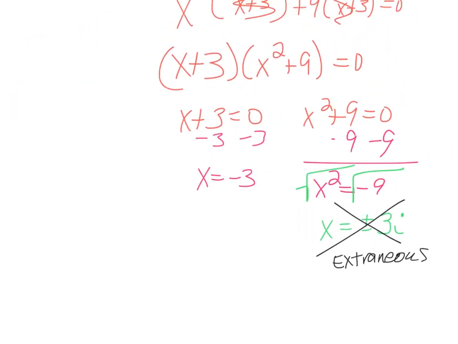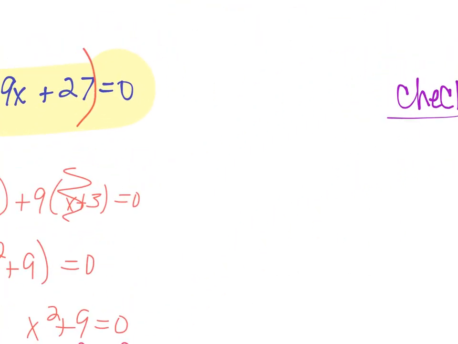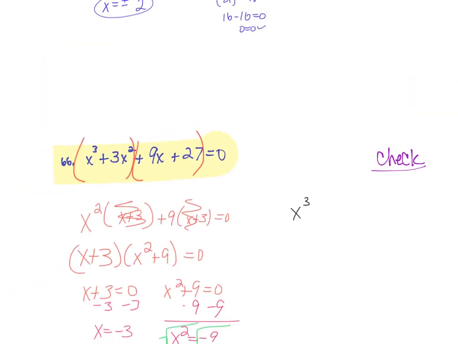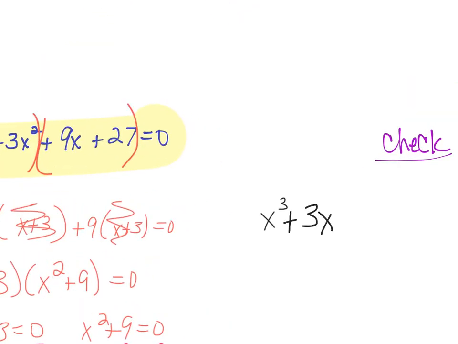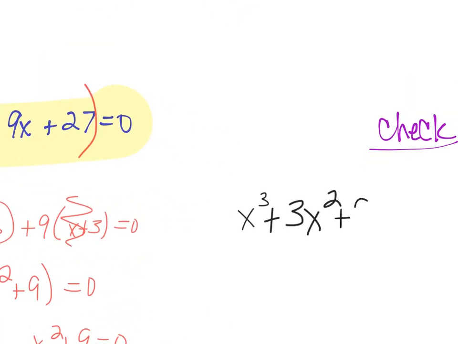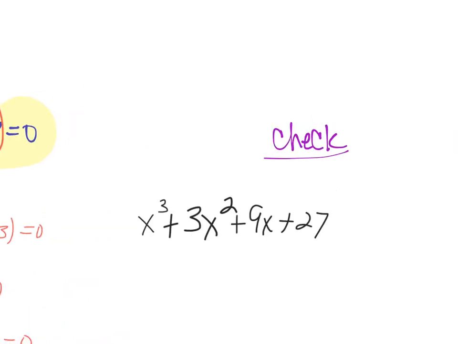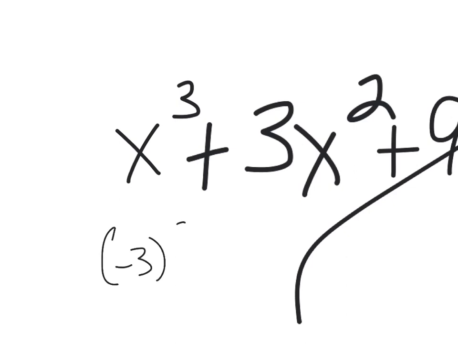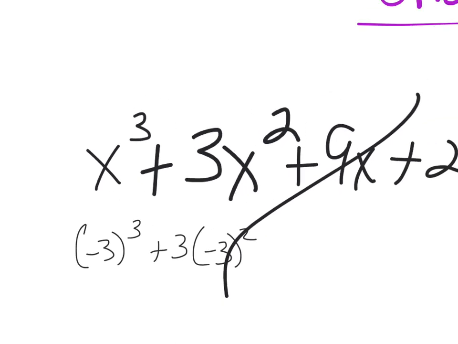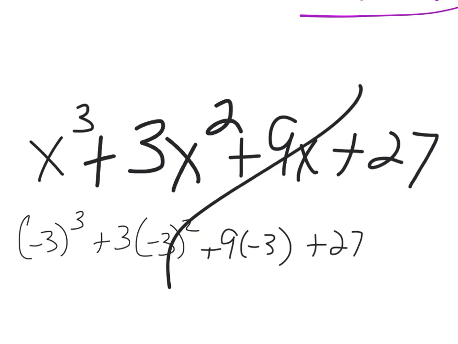So I have one answer of negative 3. Let's plug it in and see what happens. We have x cubed plus 3x squared plus 9x plus 27 equals 0. Okay, so negative 3 cubed plus 3 times negative 3 squared plus 9 times negative 3 plus 27 equals 0.